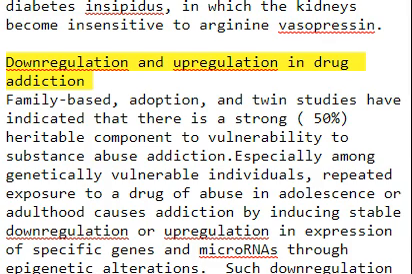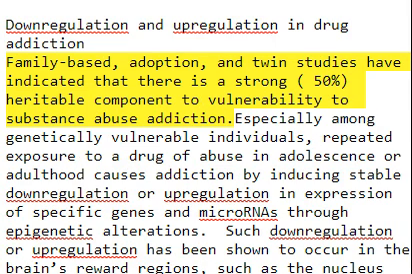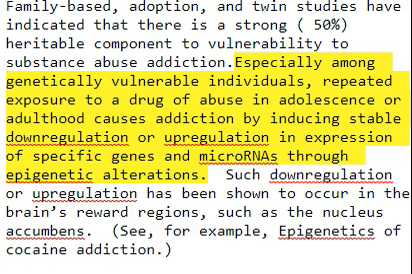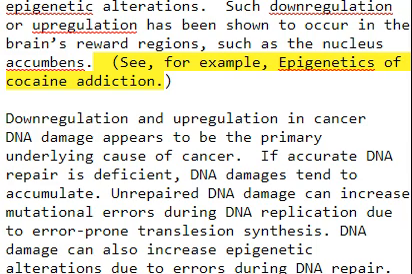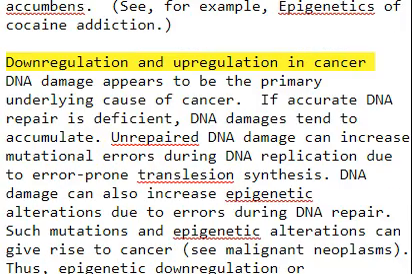Downregulation and upregulation in drug addiction. Family-based, adoption, and twin studies have indicated that there is a strong 50% heritable component to vulnerability to substance abuse addiction. Especially among genetically vulnerable individuals, repeated exposure to a drug of abuse in adolescence or adulthood causes addiction by inducing stable downregulation or upregulation in expression of specific genes and microRNAs through epigenetic alterations. Such downregulation or upregulation has been shown to occur in the brain's reward regions, such as the nucleus accumbens. See, for example, epigenetics of cocaine addiction.